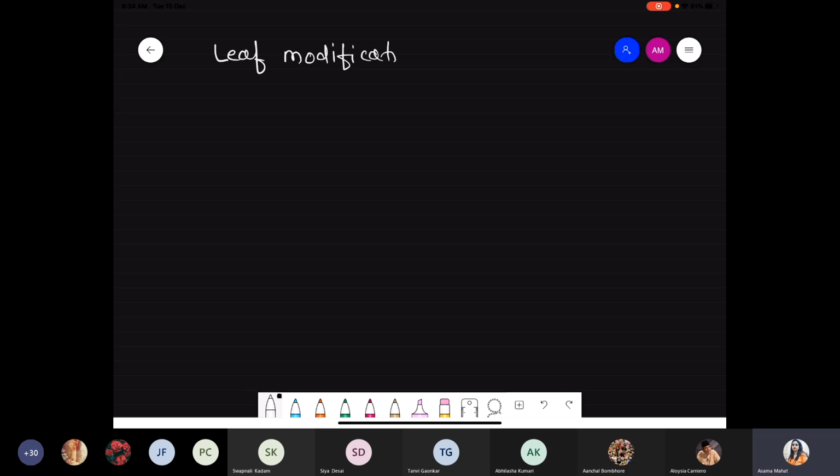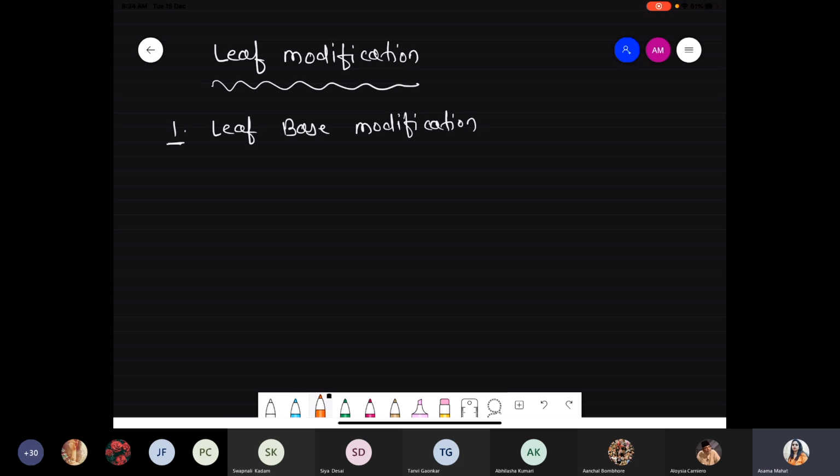Leaf modification. You know very well, leaf is basically divided into three parts: leaf base, petiole, and the lamina. So we'll discuss all three with examples. First of all, we are talking about leaf base modification, the basal part. Modification of leaf base. In this point, we are talking about two conditions basically.